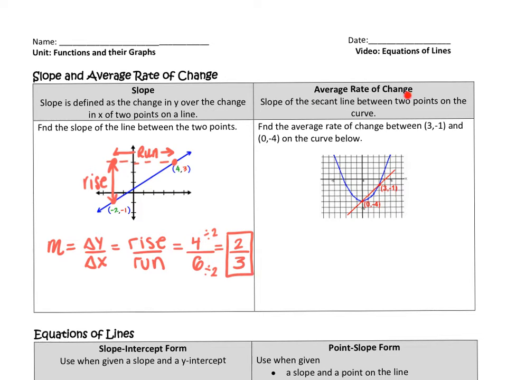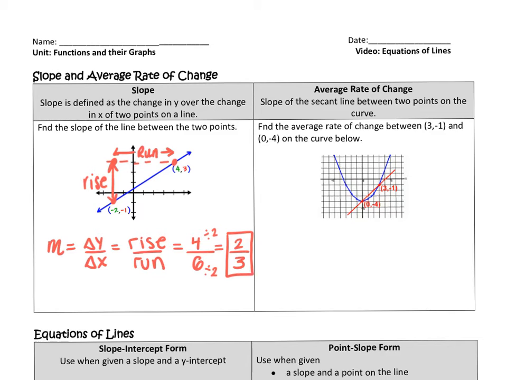So average rate of change is the same thing as saying slope, but more specifically, in this case, it's the slope of the secant line between the 2 points on a curve. So a secant line is just a line that hits 2 places on a curve. So if I ask you to find the average rate of change between this point and this point, I'm still asking you to find the slope between these 2 points. So I want to find the rise over the run.